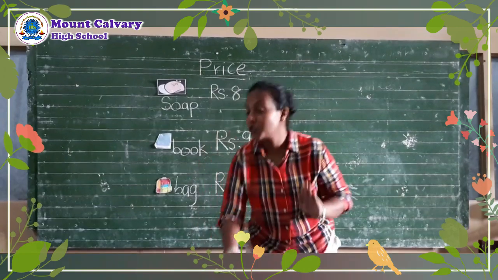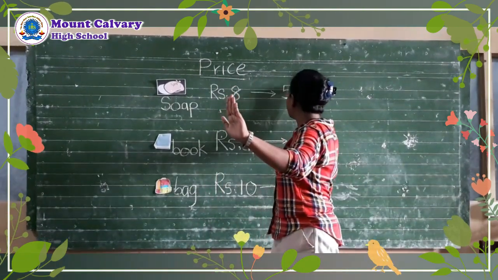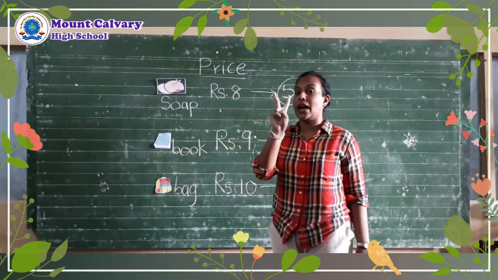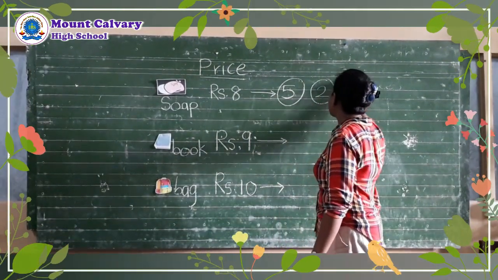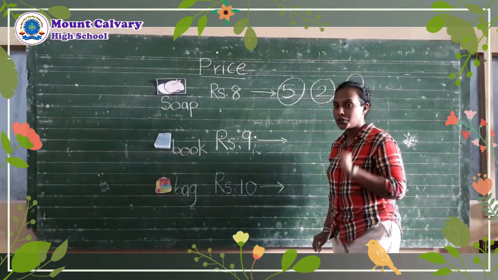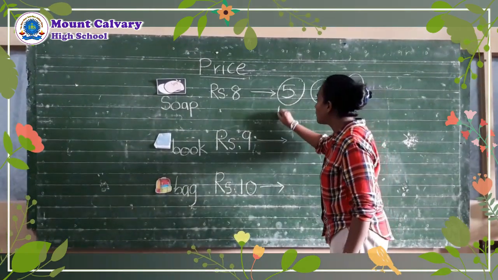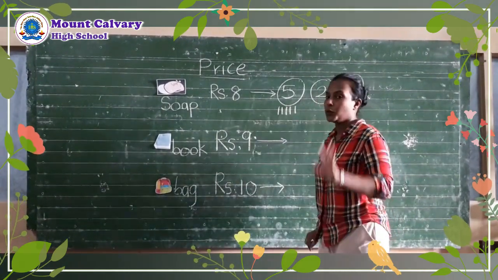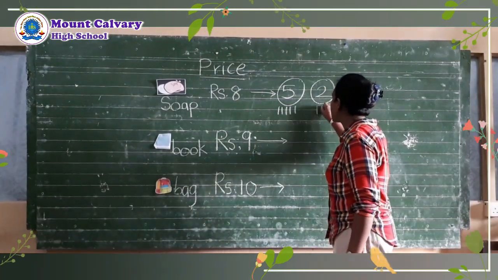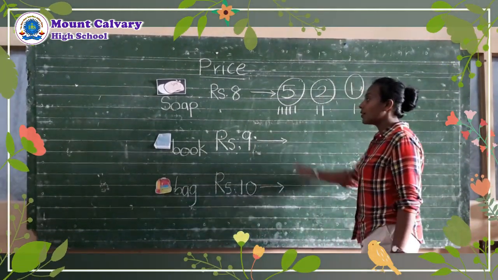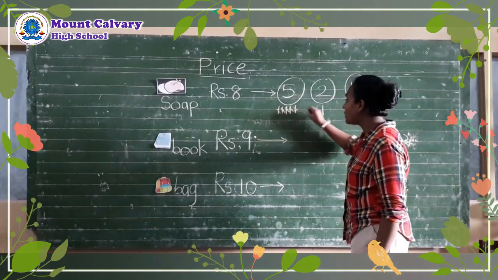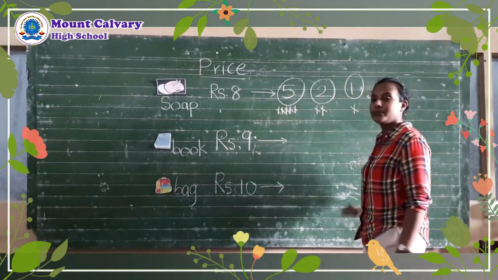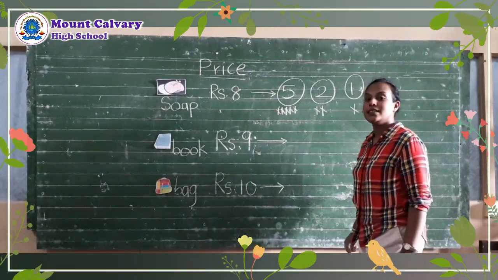Yes. First you have 5, then you have 2, then you have 1, right? If you are not sure, you can do like this, 1, 2, 3, 4, 5, then 2, then 1. Now count all that you have, 1, 2, 3, 4, 5, 6, 7, 8. Did you get 8? Yes, okay.